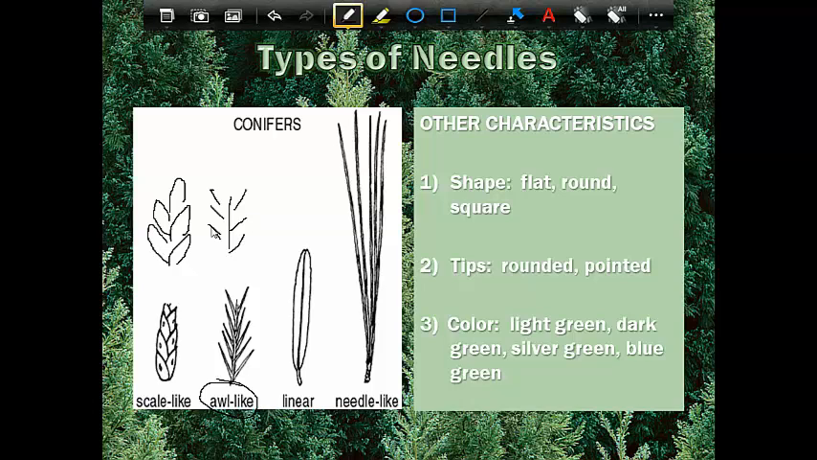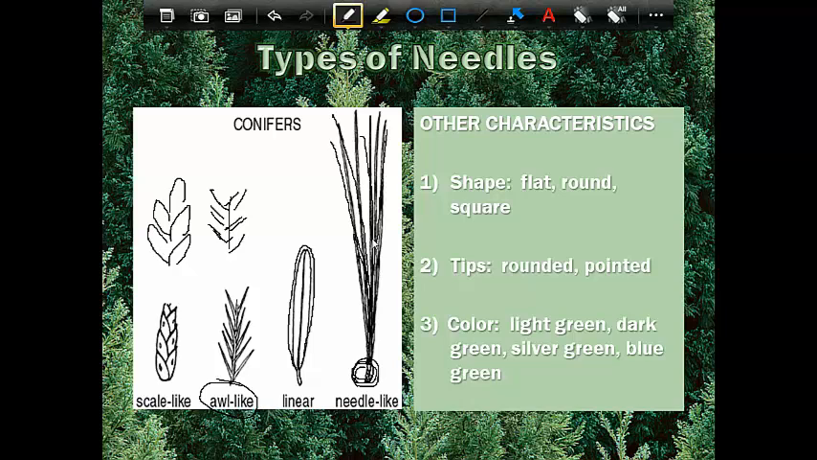A linear needle is a long, flat needle. That's easy enough to draw, I think. And then needle-like is these long needles in a group or a bunch. Notice it's different than the awl-like. The awl-like all attach to one central stem, if that's what you want to call it, whereas the needle-like all attach down here at the bottom and then branch off from there. Make sure you get those diagrams in your notebook.